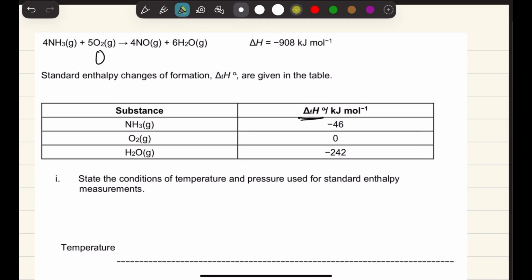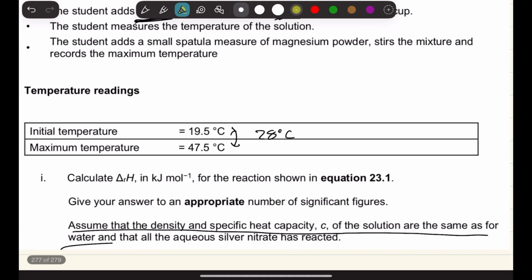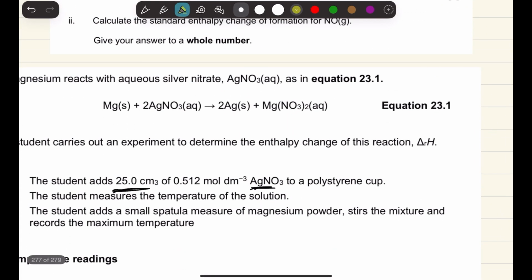So just remember, what you would have seen in the question is it said, let me find it here, all the aqueous silver nitrate reacted. In my head, that means it's the limiting reagent. If that's the limiting reagent, that means that we need to do this times 2. We need to do this times 2 to get the enthalpy change of reaction. That's what I've just locked into my head.